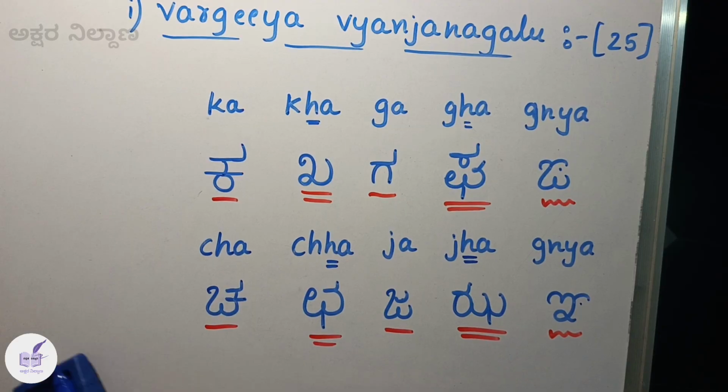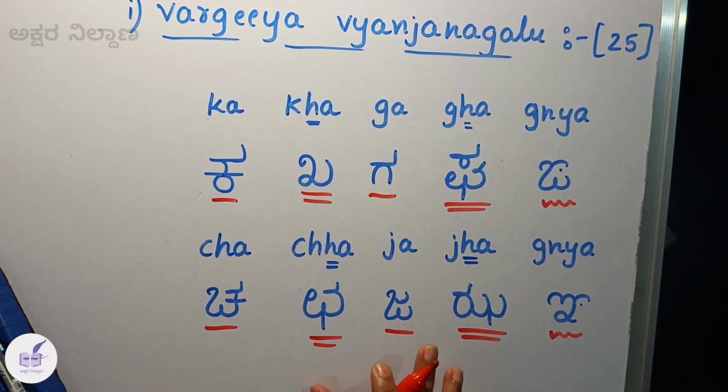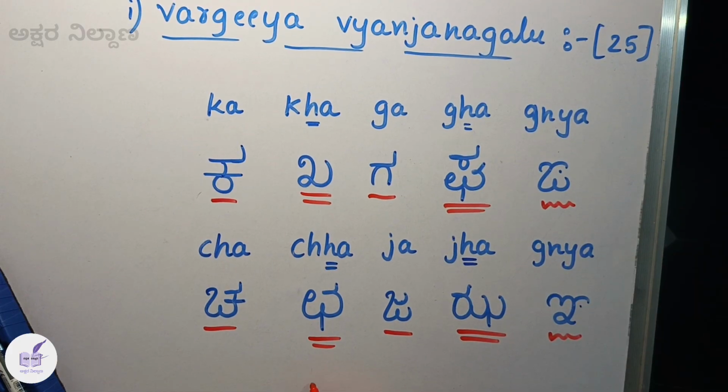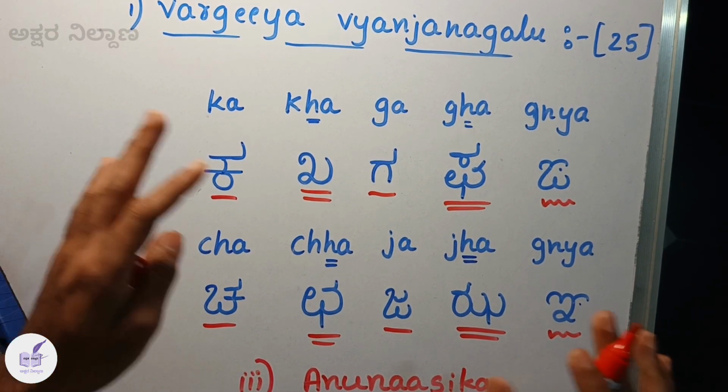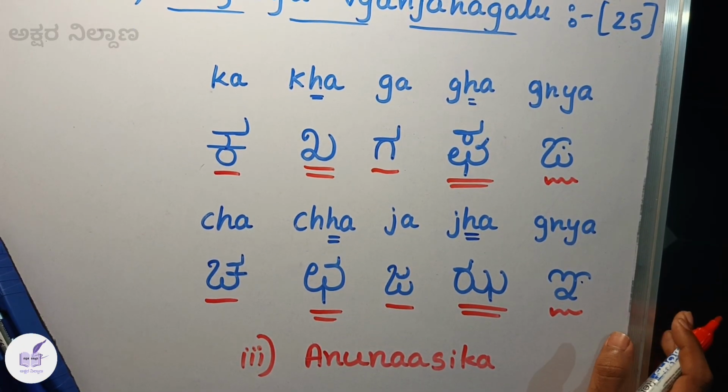So the last group is very unique from these two. These are called Anunasika. What do you mean by Anunasika? See, it's an interesting thing. Listen to this.